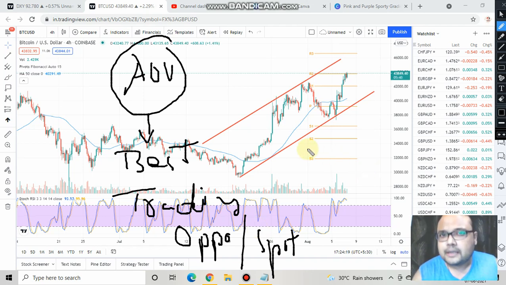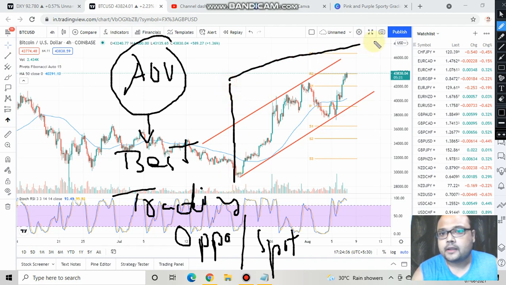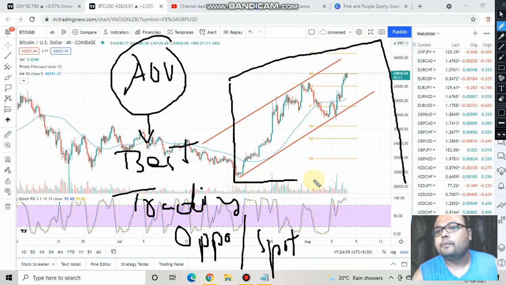If a market is in uptrend, then the area of value or the best trading opportunity is always near the support. And if a market is in downtrend, then the best shorting opportunity or best position to short the market is always near the resistance. And this market is in uptrend. Therefore, best buying opportunity will always be near the support.